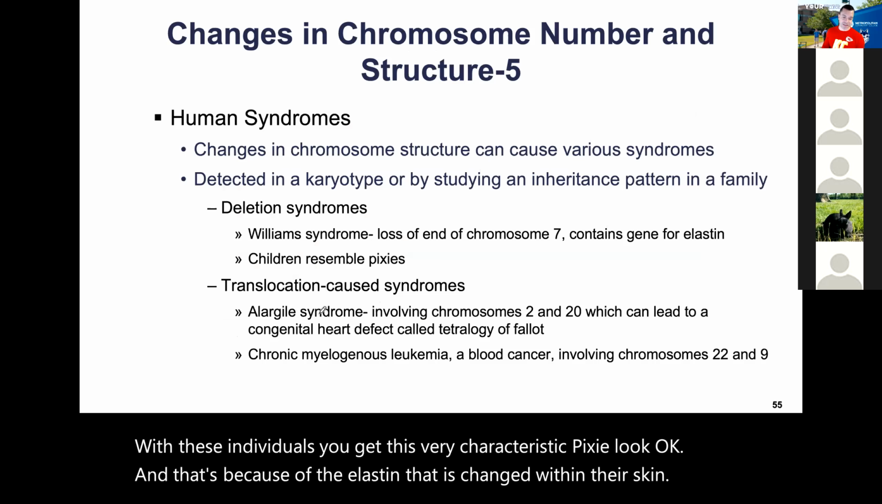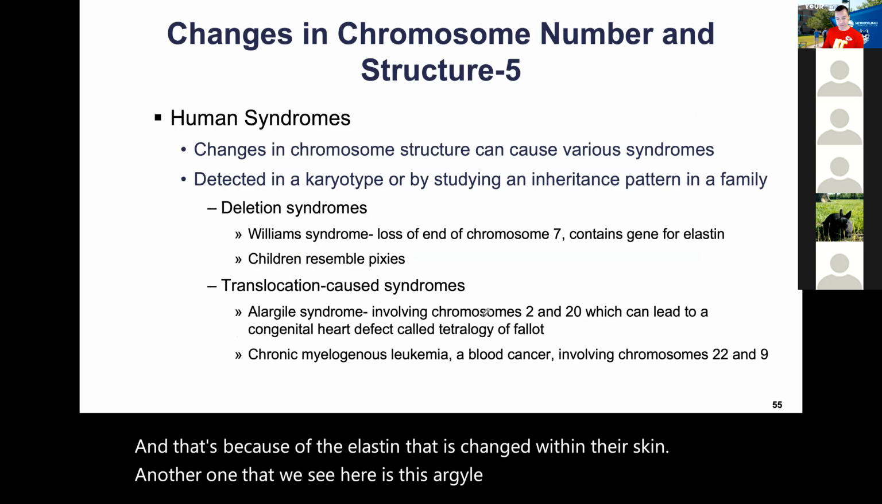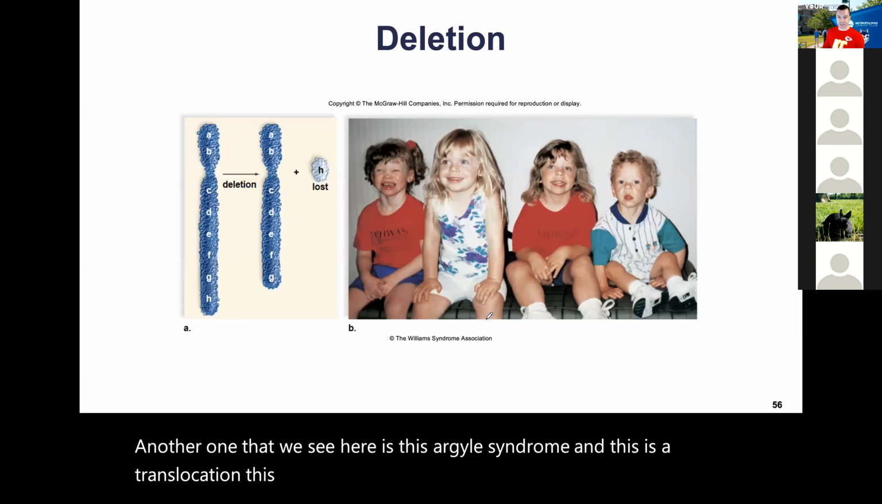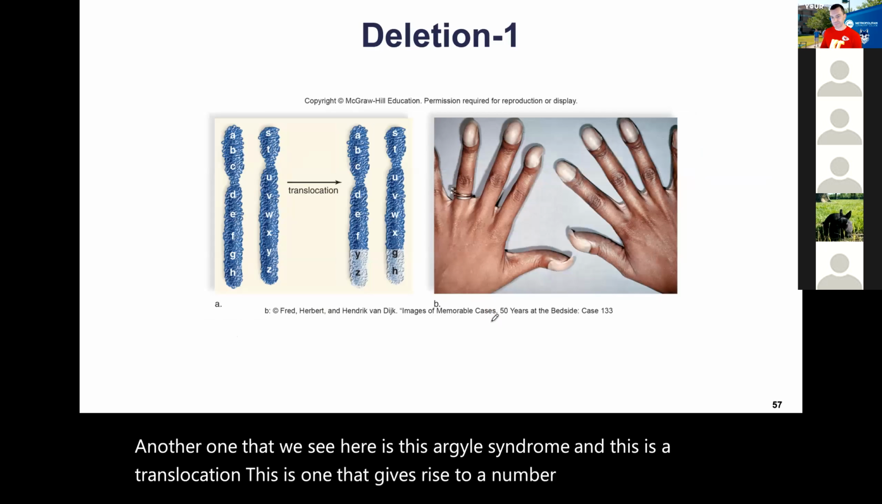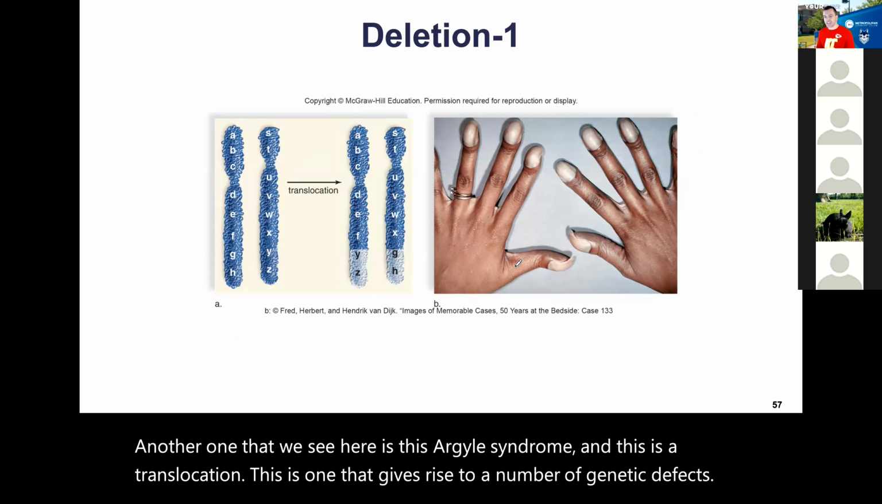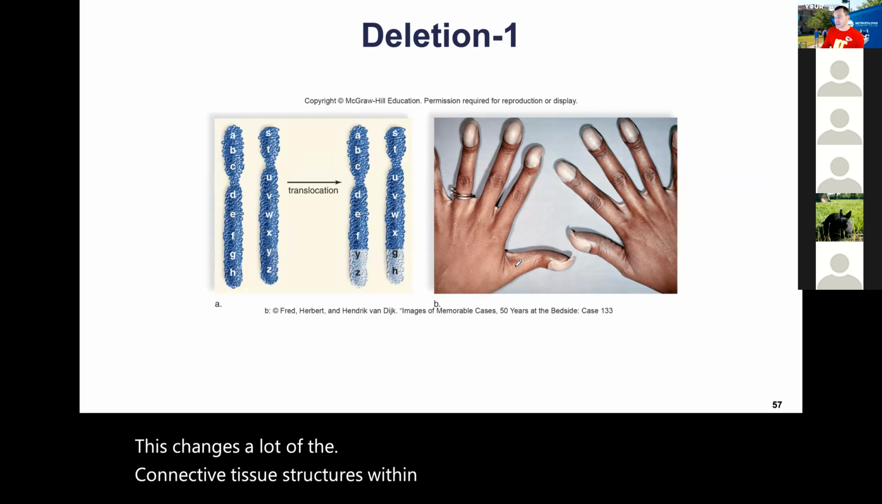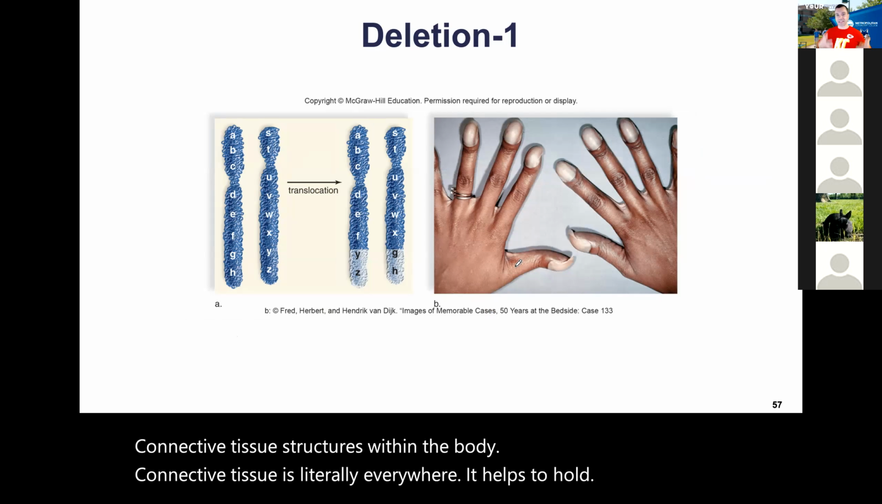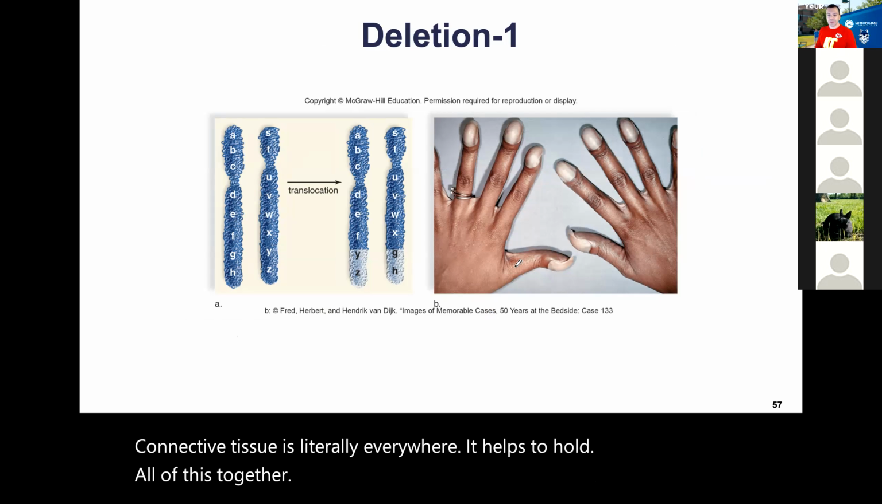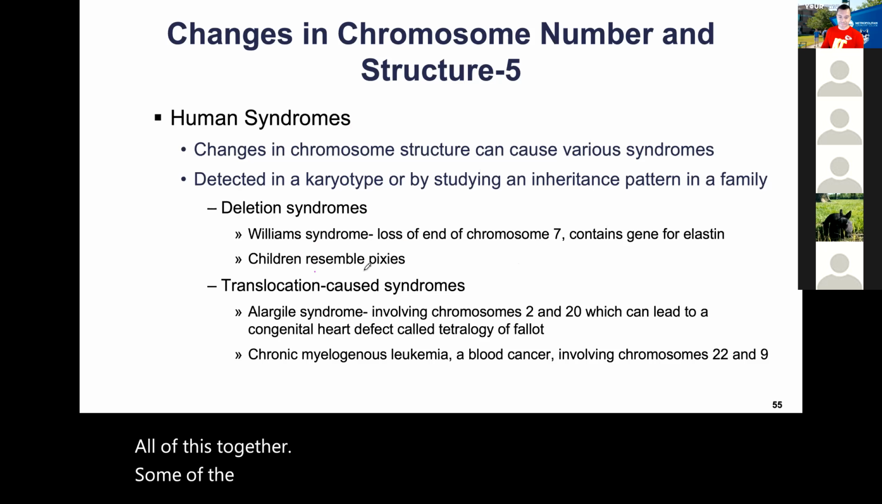Another one that we see here is Alagille syndrome, and this is a translocation. This is one that gives rise to a number of genetic defects. This changes a lot of the connective tissue structures within the body. Connective tissue is literally everywhere. It helps to hold all of this together. Some of the major things that it causes are heart issues.